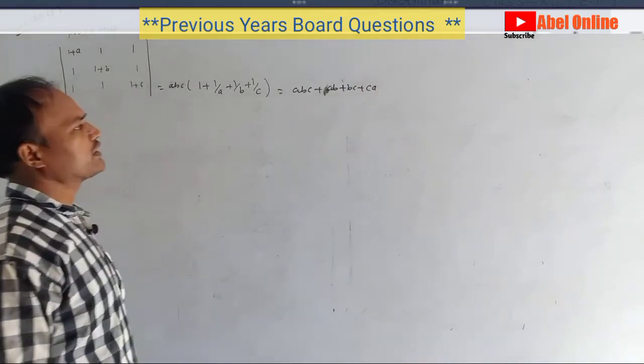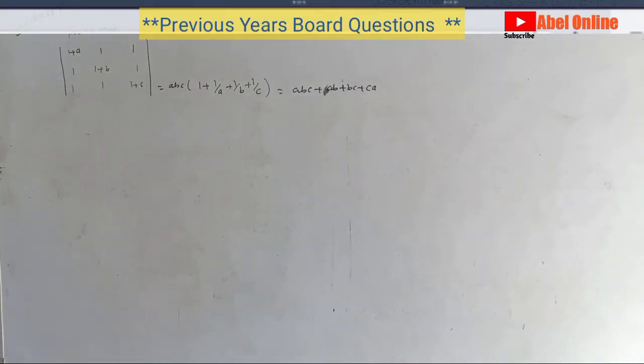So either this or this may be your answer, both are your answer. So abc plus bc plus ca plus ab.